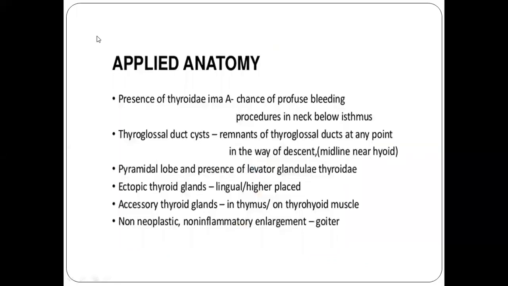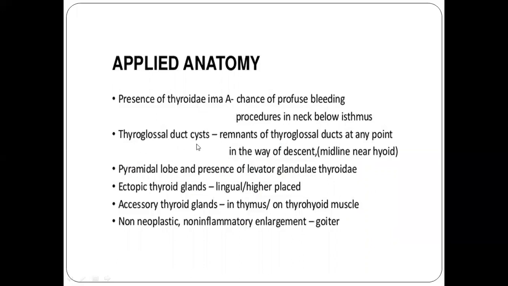So what is the applied anatomy? The presence of thyroidea ima: I already told you the thyroidea ima will go upward from the brachiocephalic artery, or from the common carotid artery, or from the arch of aorta. When it arises, it goes up over the trachea, and during tracheostomy there is a chance of bleeding in the neck below the isthmus.